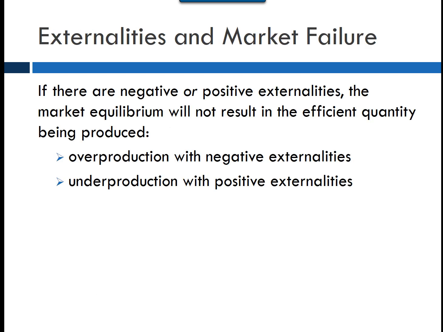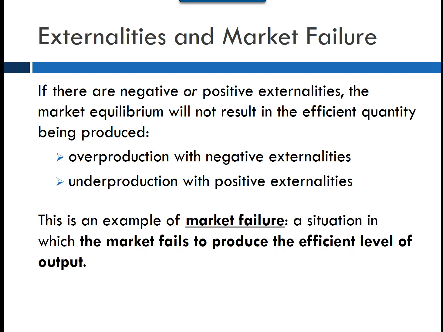So if there are externalities, either positive or negative, the market has achieved equilibrium, but not at the efficient quantity, okay? With a negative externality, there's too much. With a positive externality, there's not enough. So this is an example of market failure. Market failure isn't when the stock market falls, it's when the supply and demand factors fail to produce the efficient level of output.